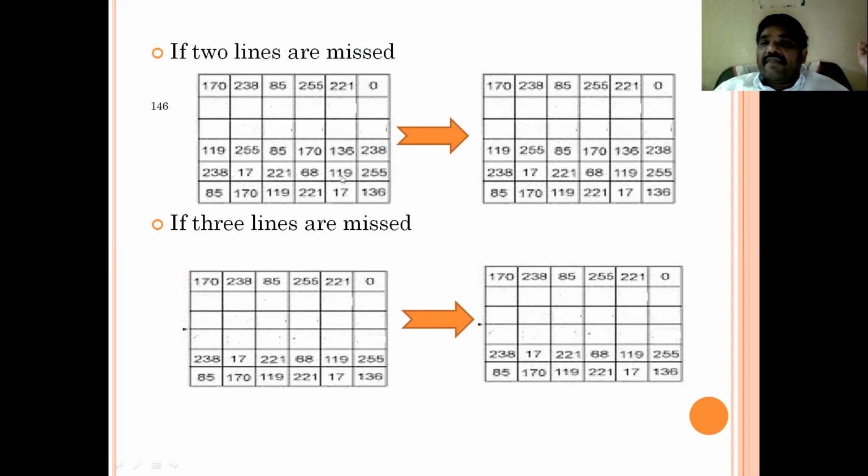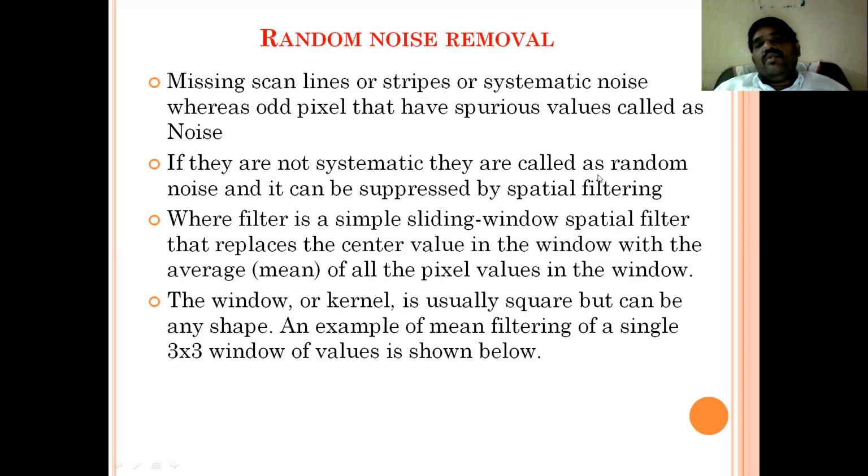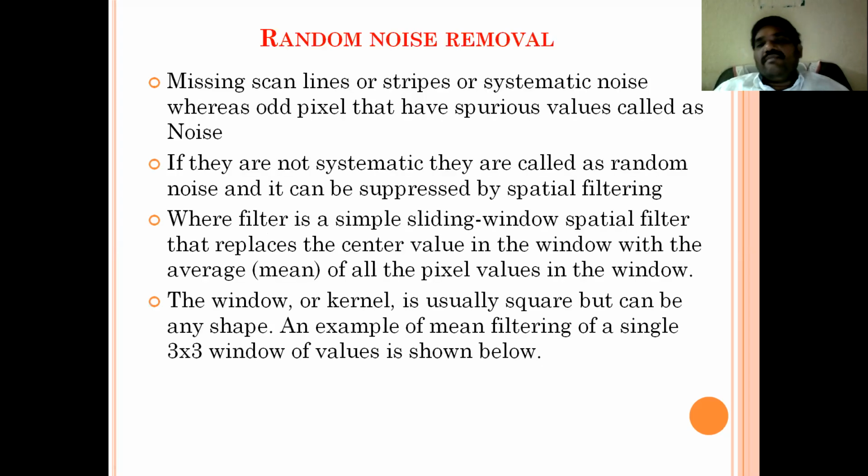If it is 5 into 5, like this, see here, 1, 2, 3, 4, 5, 1, 2, 3, 4, 5, like this, 5 into 5 to replace the center value. If it is a small window kernel and you want to remove this value, we will go for 3 into 3 in the process called removal of random noise, or random noise removal.